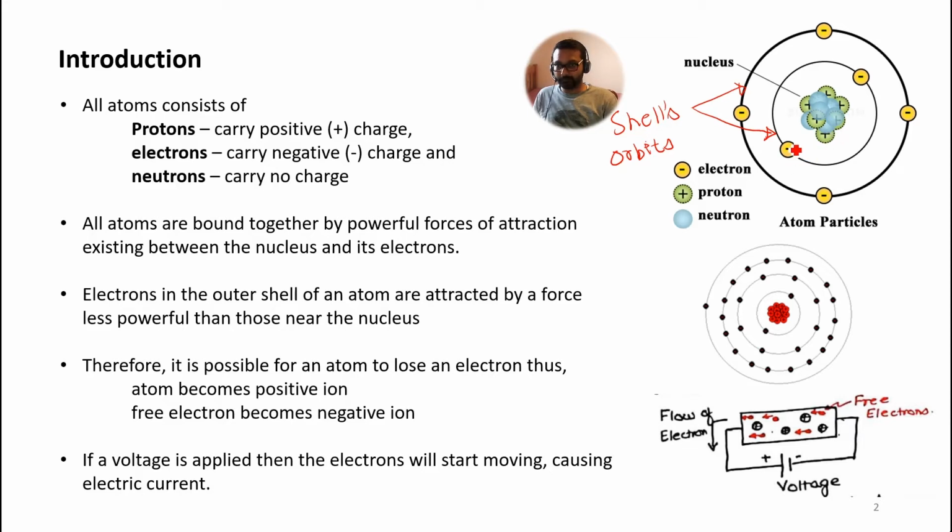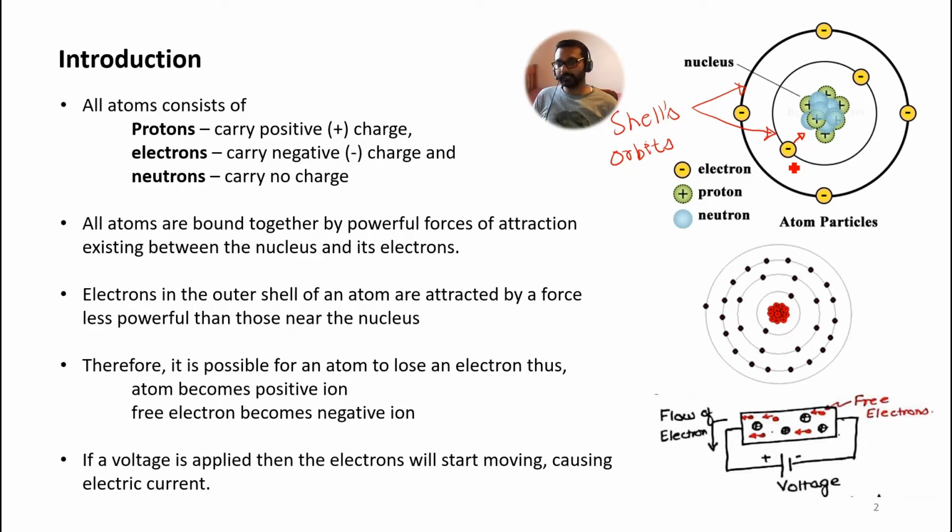So obviously there will be some force of attraction, right? There will be some forces on these electrons which are revolving around this nucleus, right? Because unlike charges attract each other, right? So you have the positive charge and the negative charge. So the electrons will be attracted towards the protons which are present in the nucleus.